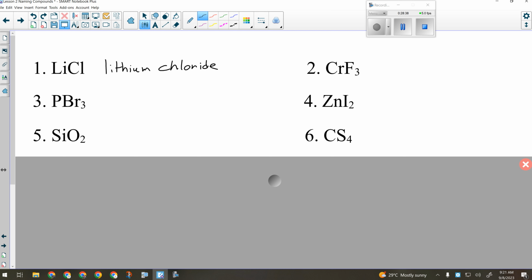All right, what about number 2, ionic or molecular? Ionic, chromium is a metal. Okay, so I'm going to apply the ionic naming rules. Chromium, fluoride.